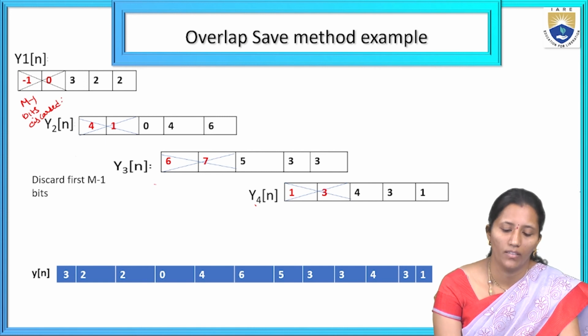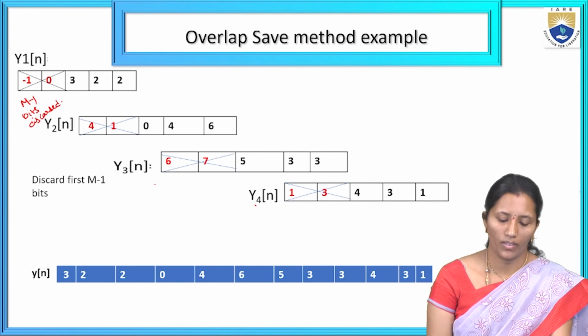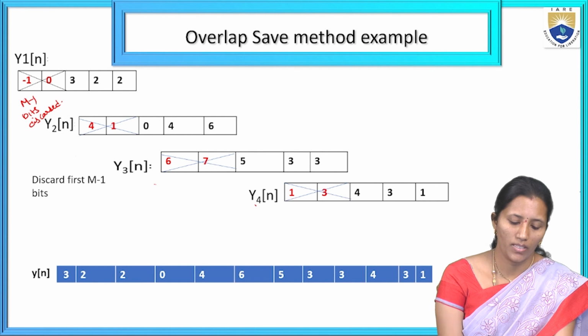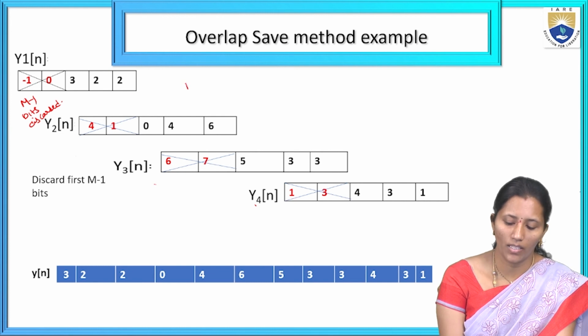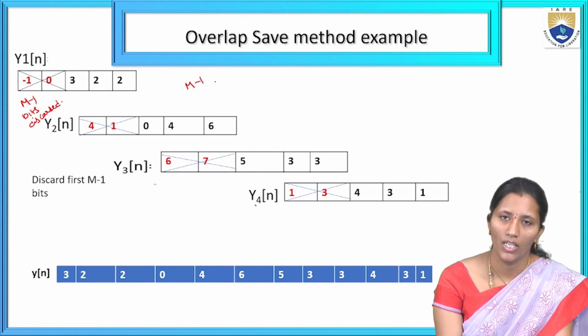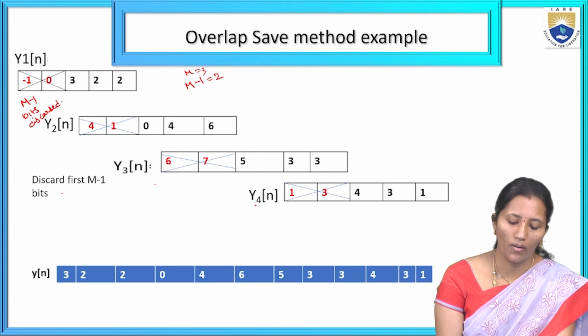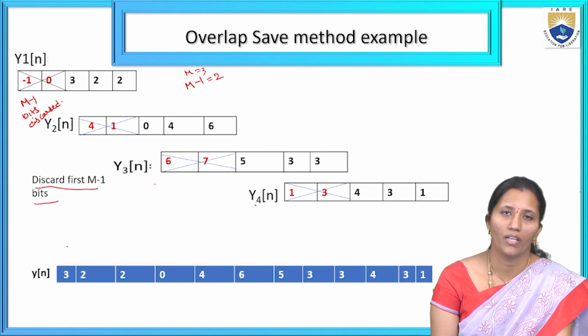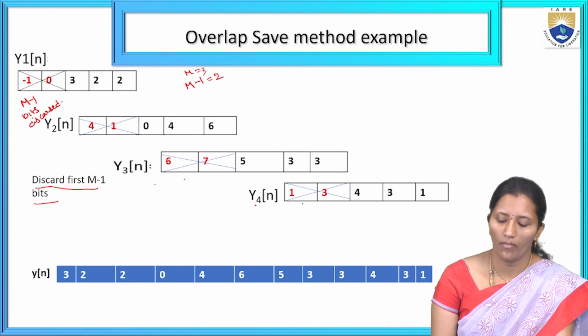From each output response of the individual blocks, the first m-1 bits will be discarded. Here m is 3, as the impulse response h of n has 3 samples. So m-1 is 2. M is equal to 3, so m-1 is 2. So here we have to discard the first m-1 bits of y1 of n, y2 of n, y3 of n and y4 of n.